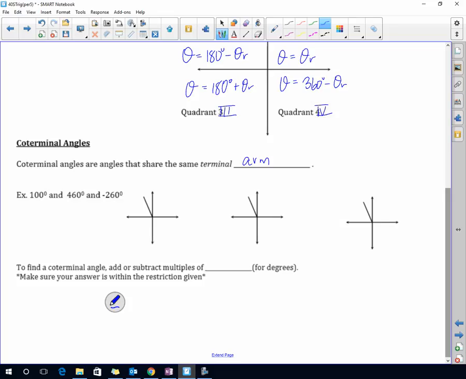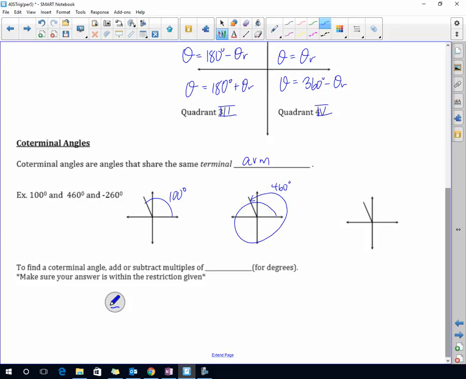Okay. So why do I care about coterminal angles? Well, look, here is 100 degrees. Here is 460 degrees. You always start on the initial side. And what is the initial side? The positive x-axis. So how would I get negative 260? I start on the initial side, but this time because it's negative, I am going this way around.